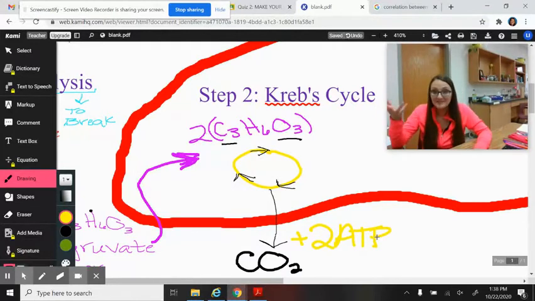Okay, so now we're up to 4 total in aerobic cellular respiration. And as we know, 2 ATP is not a lot. So is 4 a lot? No, 4 is not a lot at all.